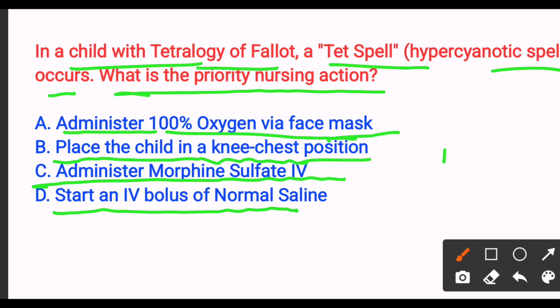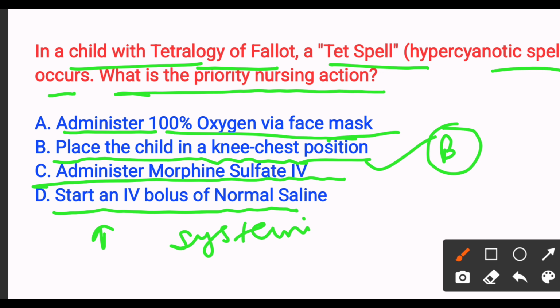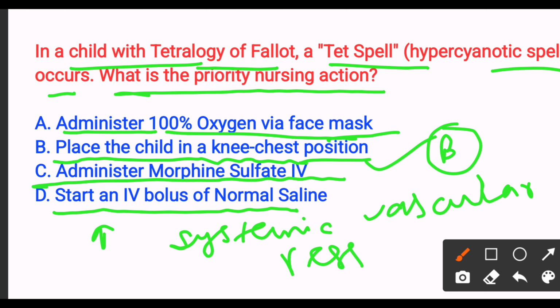The answer will be option B, place the child in a knee chest position, because the knee chest position increases the systemic vascular resistance, which reduces the right to left shunt in the heart and improves the oxygenation to the lungs. This is the fastest non-pharmacological way to stabilize the child. So the answer will be option B.